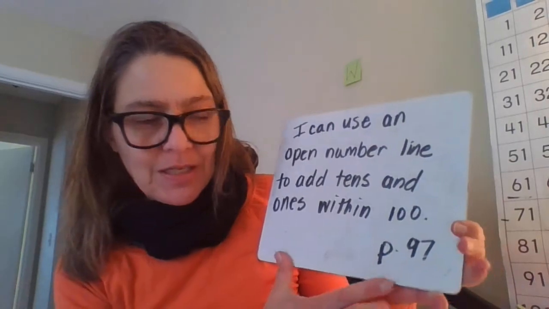Once again, we're on page 97, and yesterday we started a new unit of study, a new topic, topic 3, and it's all about adding two-digit numbers within 100. And we discussed ways to use the hundreds grid to help you. And today we're going to talk about and learn about how to use an open number line.